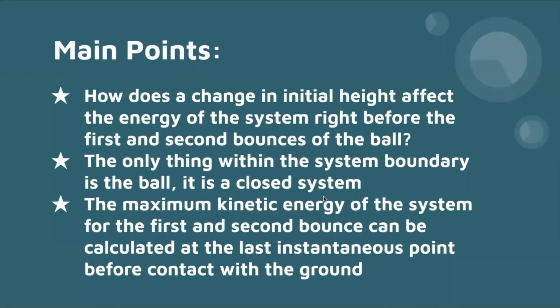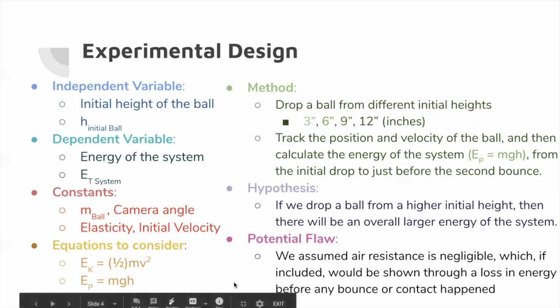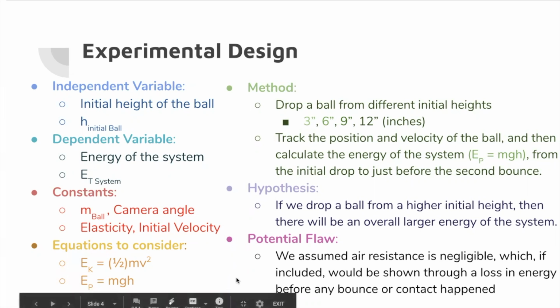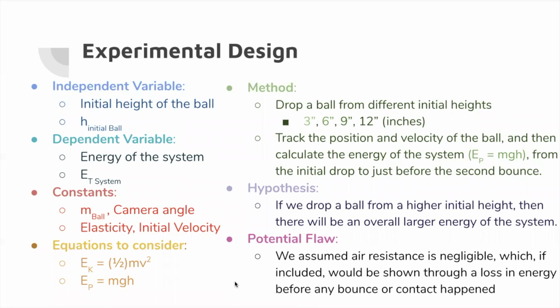The maximum kinetic energy is calculated at the last instantaneous point before contact with the ground. Our independent variable is the initial height, and we're measuring the energy of the system. We're looking at the potential and kinetic energy equations. Our method is to drop a ball from different initial heights and track the position and velocity to calculate the energy. From the initial drop to just before the second bounce, we hypothesized that a drop from a higher initial height would result in an overall larger energy.